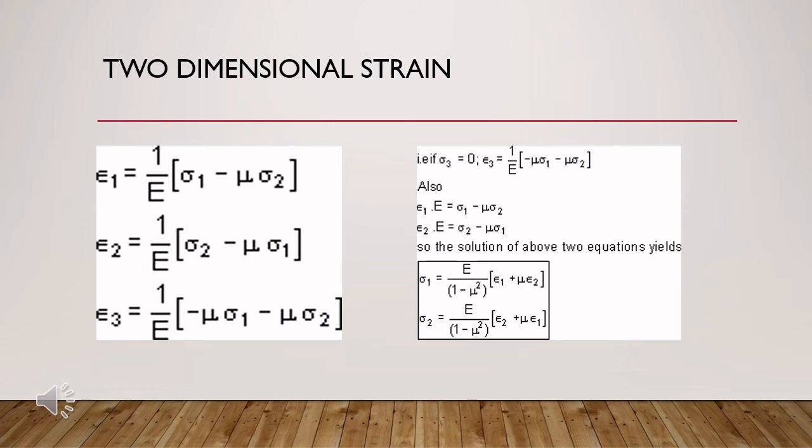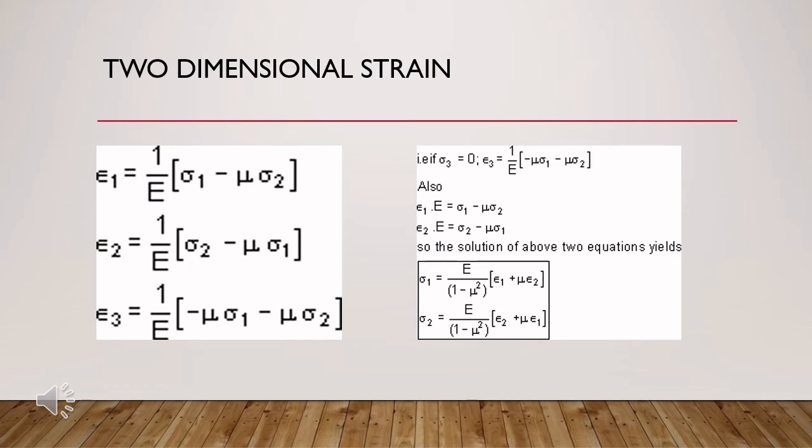Alright, lastly we can see the two-dimensional strain. For example, in this system the stress in the third direction becomes zero, for example sigma z equals 0 or sigma 3 equals 0. Although we will have a strain in this direction owing to stresses sigma 1 and sigma 2. Let's take a look at the picture below.